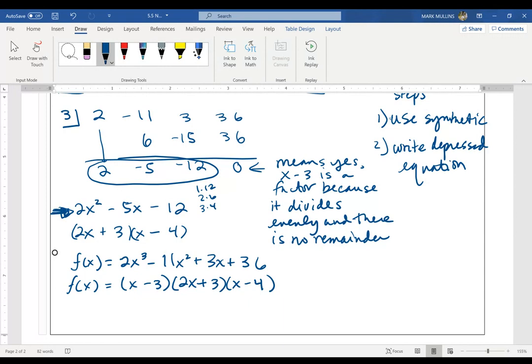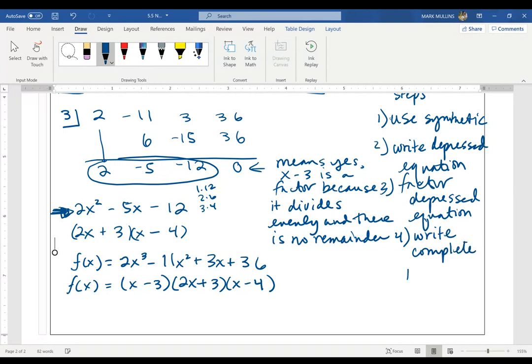So let's kind of go through and make sure we didn't leave out any steps. We used synthetic division. We wrote the depressed equation. Step 3 was to factor the depressed equation. And then step 4 was to write the complete factorization, I guess you could say. And this is the word factor up here. I know it doesn't look like it. My handwriting got pretty messy there for a second.